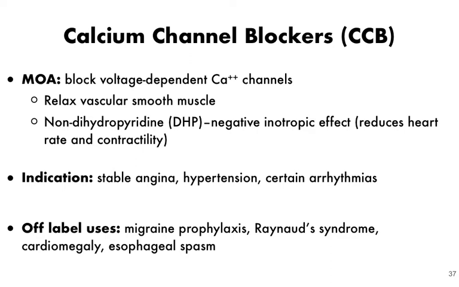Their mechanism of action is that they block the voltage-dependent calcium channels in the vasculature, and therefore they work to relax the smooth muscle. There are two categories of calcium channel blockers: the dihydropyridines and the non-dihydropyridines. You may see dihydropyridine abbreviated DHP. The non-dihydropyridines have a negative inotropic effect, which means that they reduce heart rate and heart contractility.